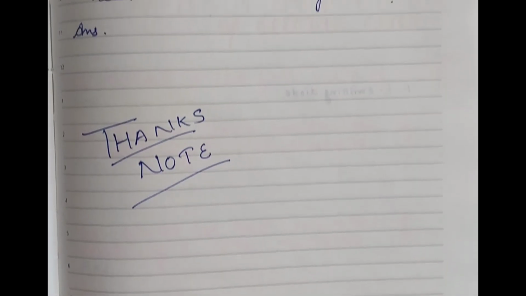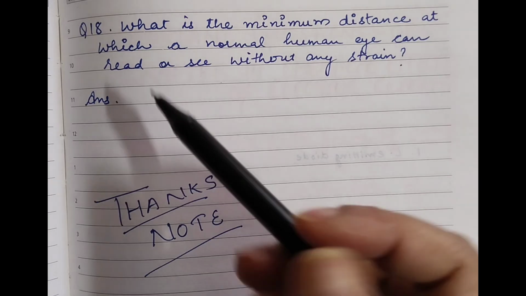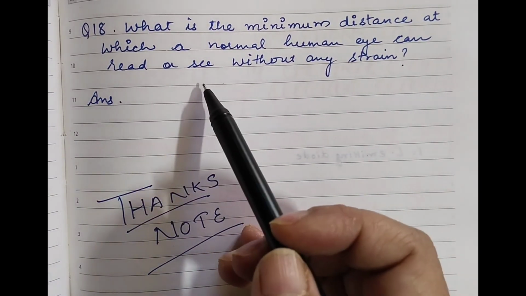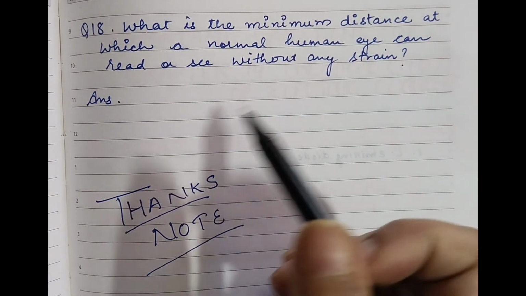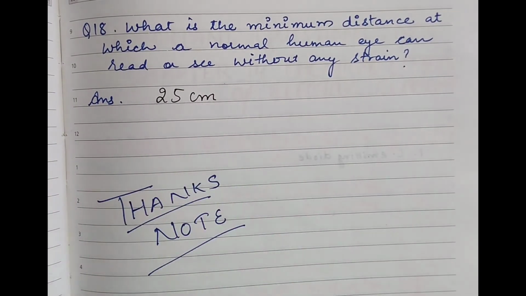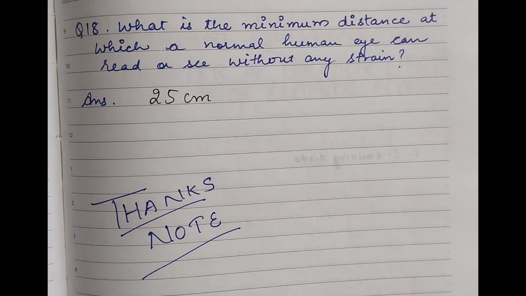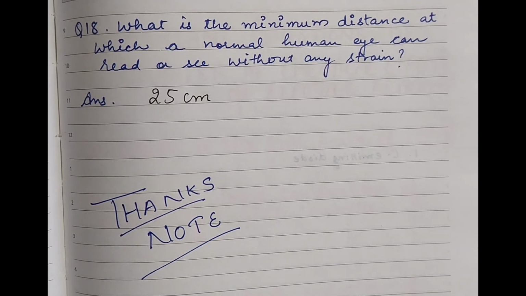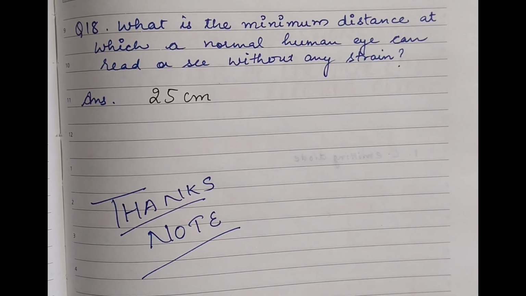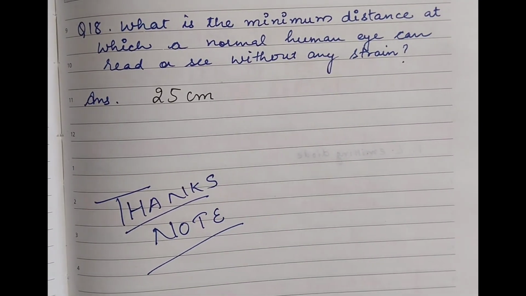Question number 18. What is the minimum distance at which a normal human eye can read or see without any strain? That is 25 centimeters. So my dear students, there should be a distance of minimum 25 centimeters. This is the right distance at which a normal human eye can read or see without any strain. Okay? So remember this, it is very helpful for you.